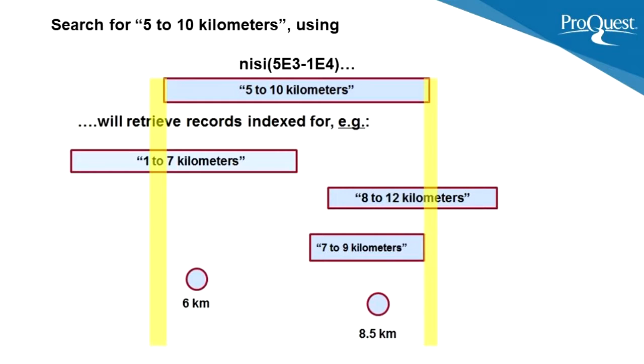But we would also get these ranges that have overlap, like a record that talks about 1 to 7 kilometers or a record that talks about 8 to 12 kilometers. And as I was saying, I think that most of the time is what you want. That's how you'd want it to work. But what if, for a particular reason, you want to do a search where you would not get these numbers that overlap? What if you only want the ones that fall completely inside this range? Can you do a search that way? Yes, you can do that. And I will show you how that's done.